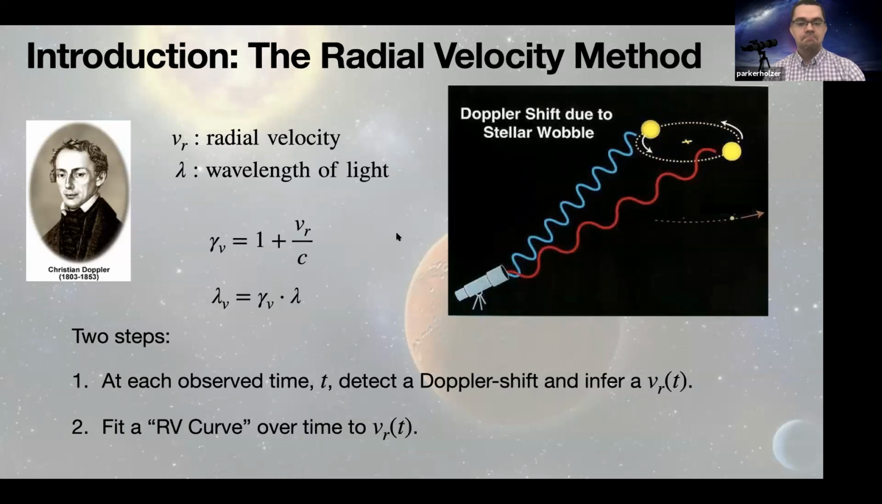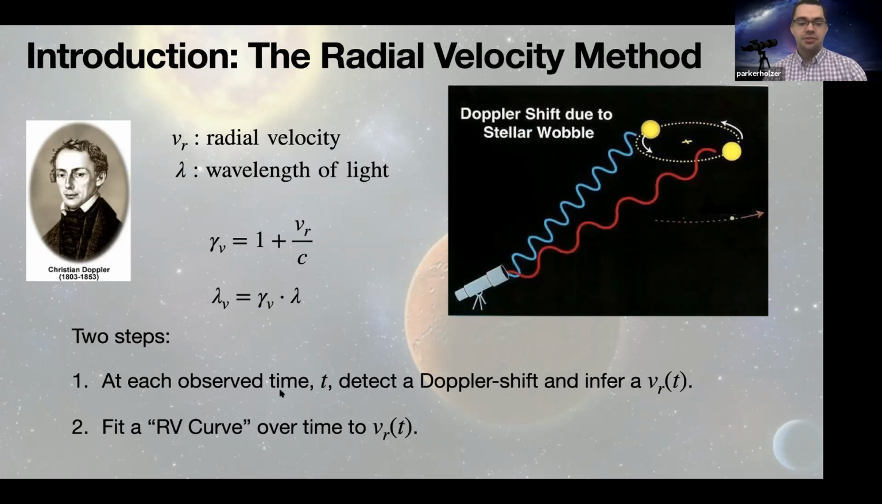But yeah, the general approach of the radial velocity method is to separate it into two main steps. The first step is to observe a star a number of times, and from the light of that star, detect a Doppler shift, and from that infer a particular radial velocity.